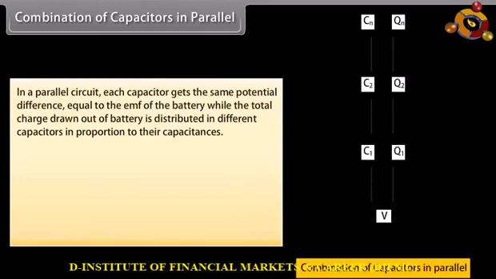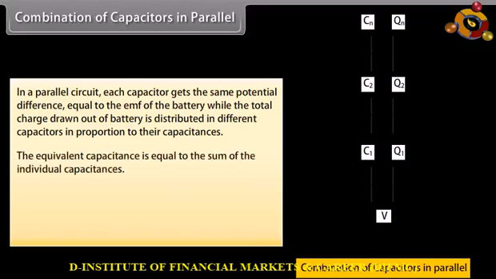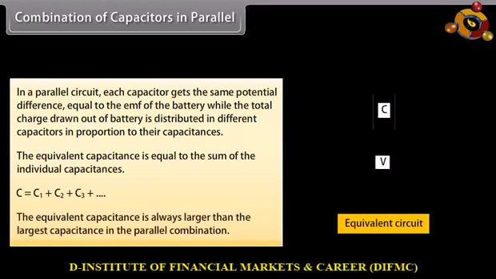Combination of capacitors in parallel. In a parallel circuit, each capacitor gets the same potential difference equal to the EMF of the battery, while the total charge drawn out of the battery is distributed in different capacitors in proportion to their capacitances. The equivalent capacitance is equal to the sum of the individual capacitances. C is equal to C1 plus C2 plus C3 and so on. The equivalent capacitance is always larger than the largest capacitance in the parallel combination.